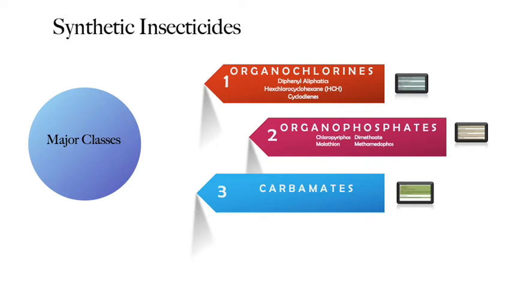As previously we have studied the major classes of insecticides, which were organochlorines, organophosphates, and carbamates. Now we will briefly discuss all of the classes, their examples, and mode of actions of those insecticides groups.